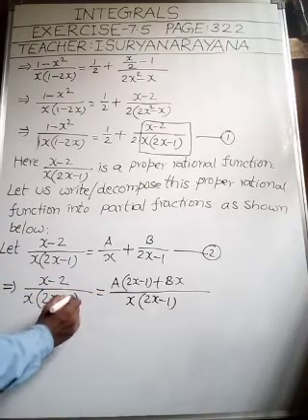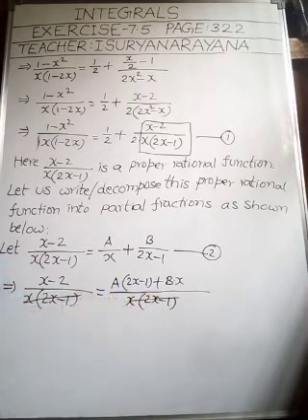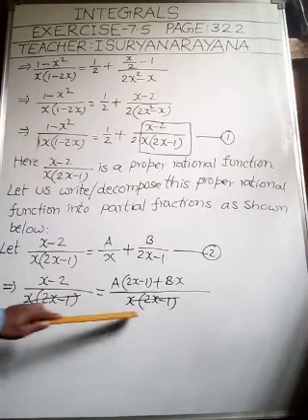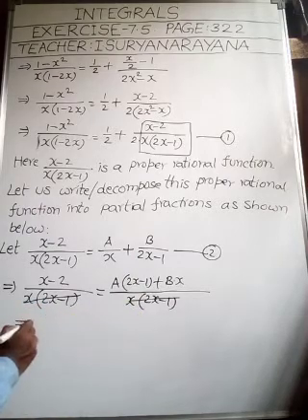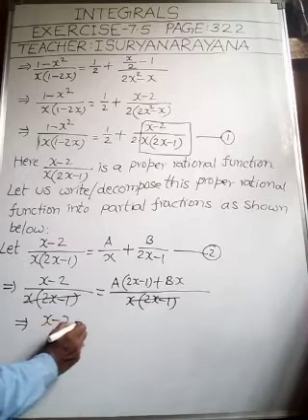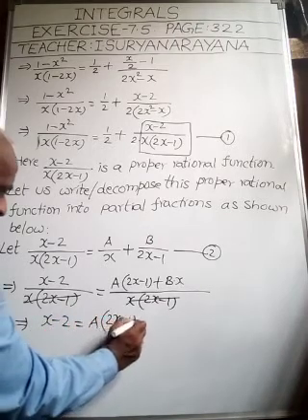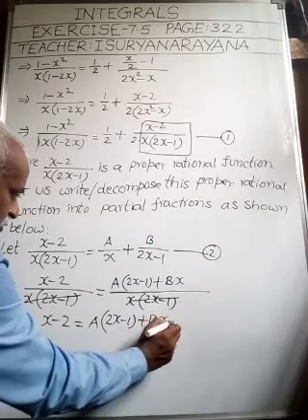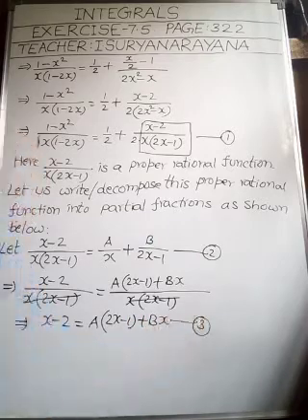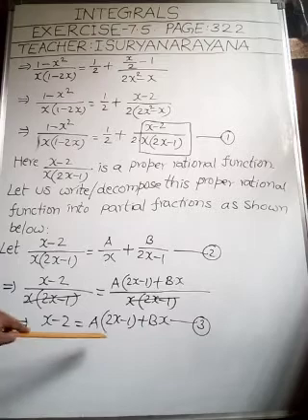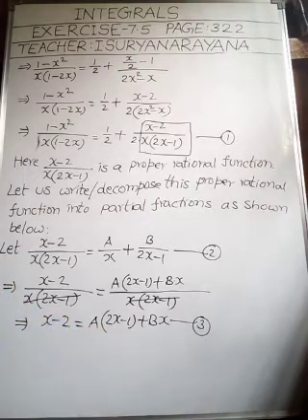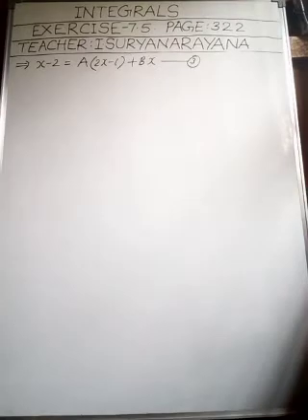Right. Now, let us strike out these denominators. Understood this step, my children? Right. This implies what you will get here? x minus 2 is equal to a into (2x minus 1) plus bx. Let us consider this is equation 3. Okay, my children, understood this one? Right. Let us find the values of a and b.